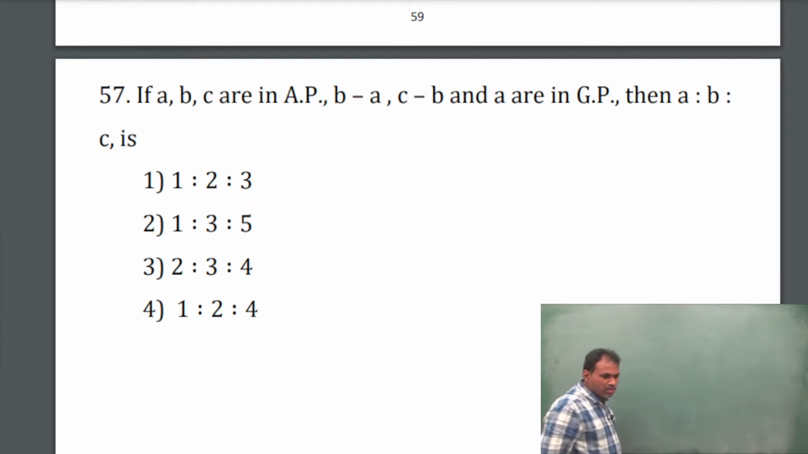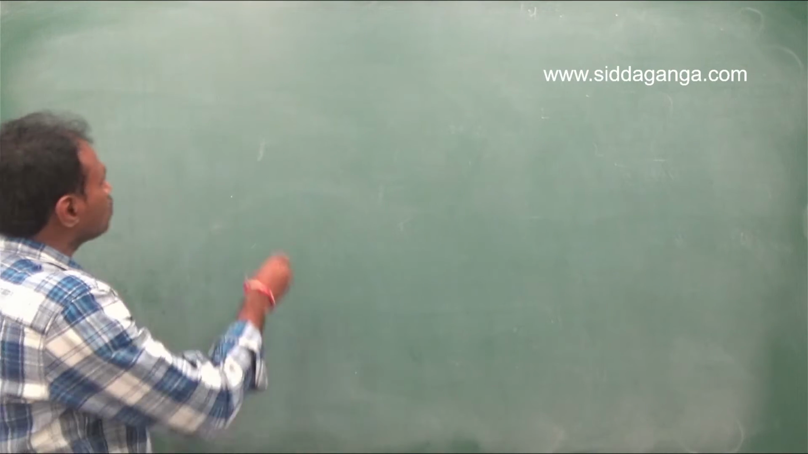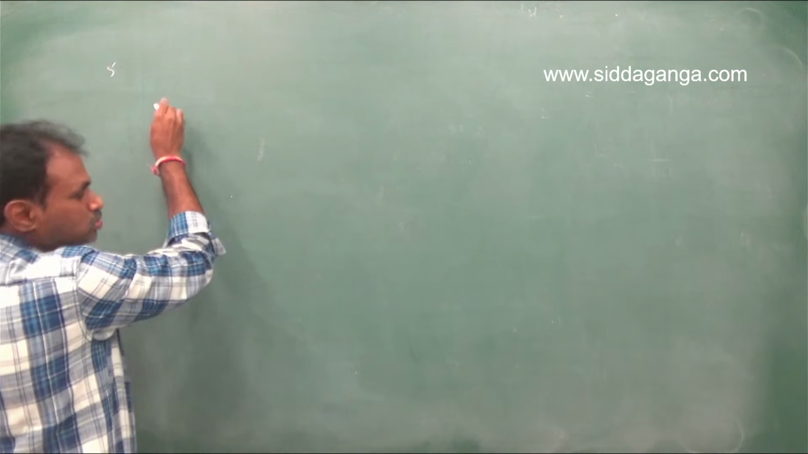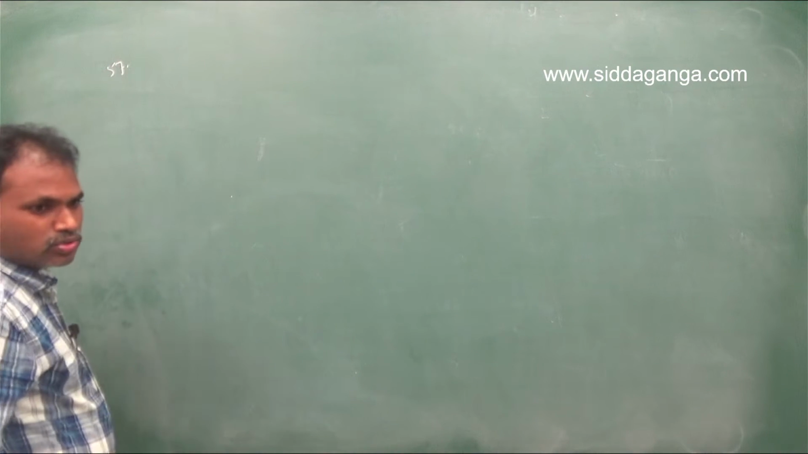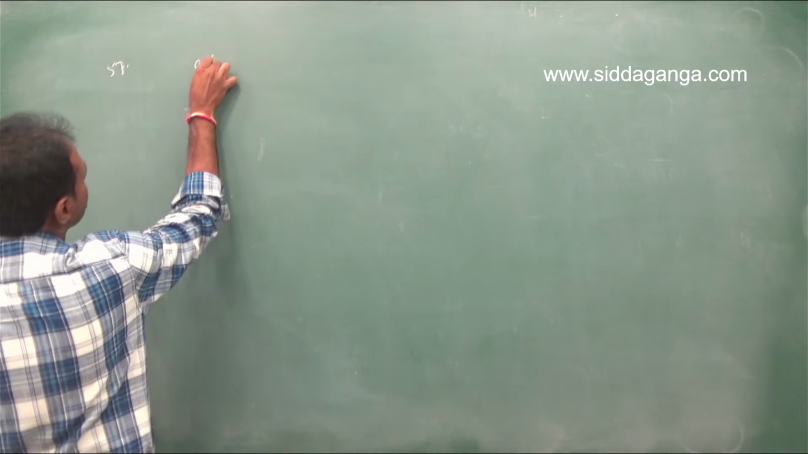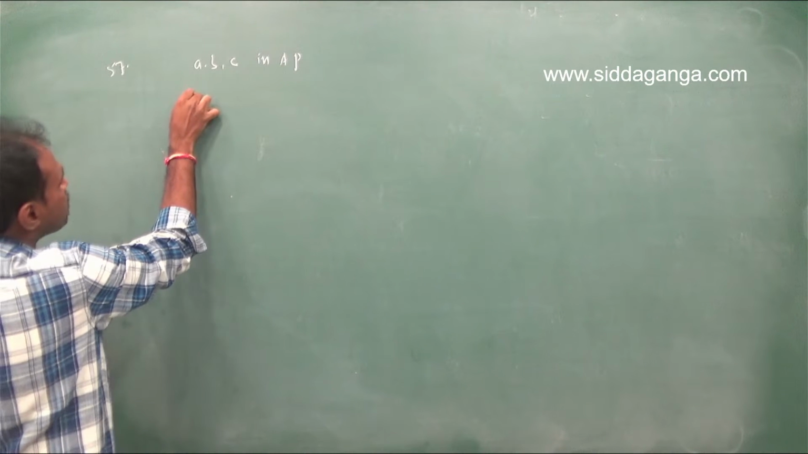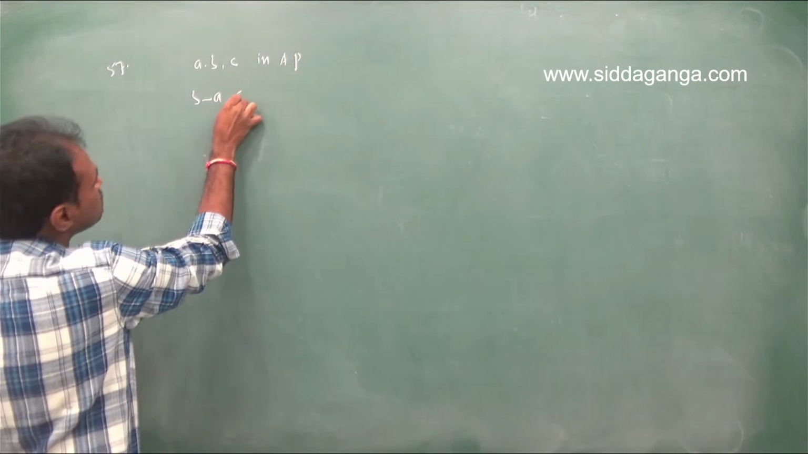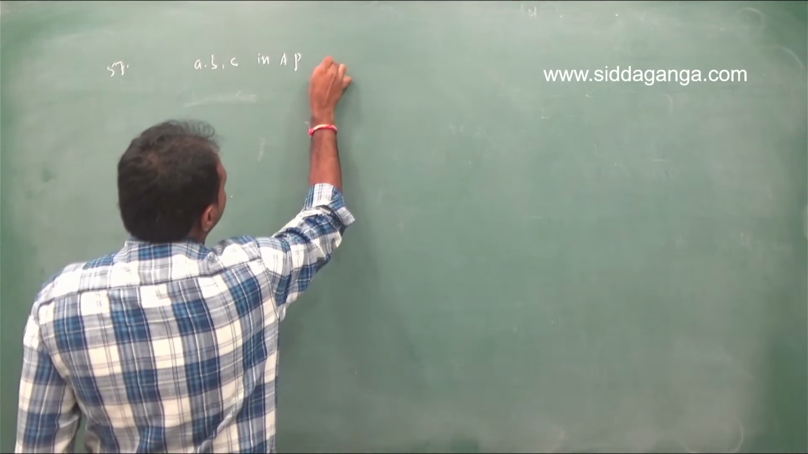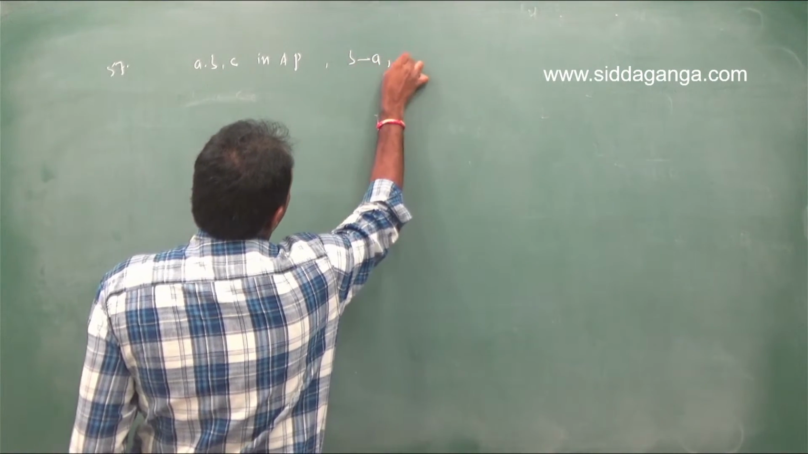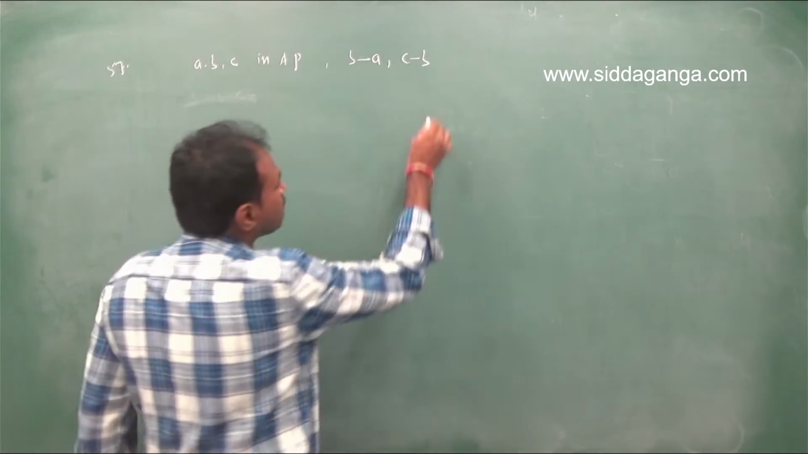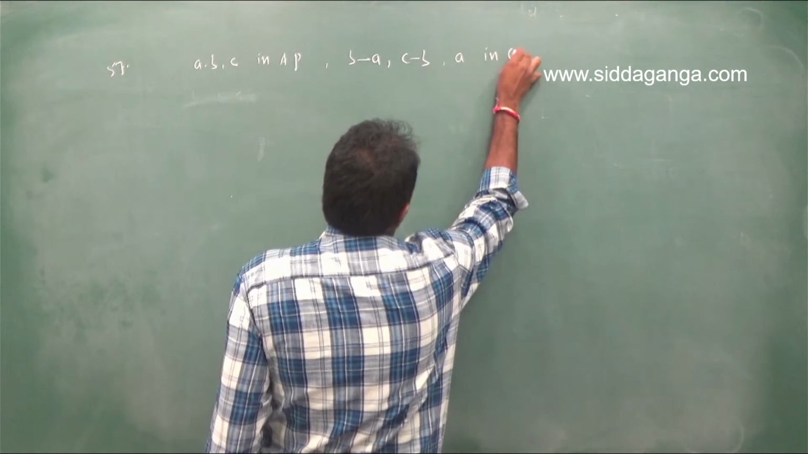Next problem. If A, B, C are in AP, and B minus A, C minus B, and A are in GP, then A is to B is to C is. This problem we can solve through options. According to the question, A, B, C are in AP, and B minus A, C minus B, and A are in GP.